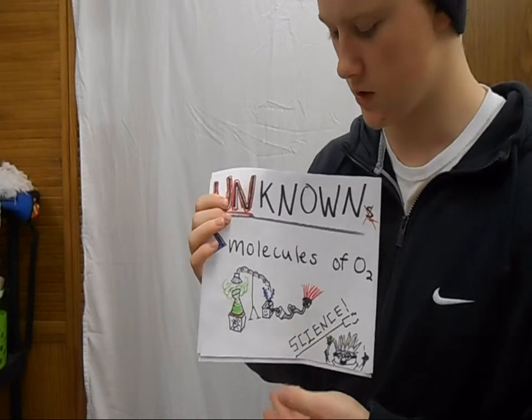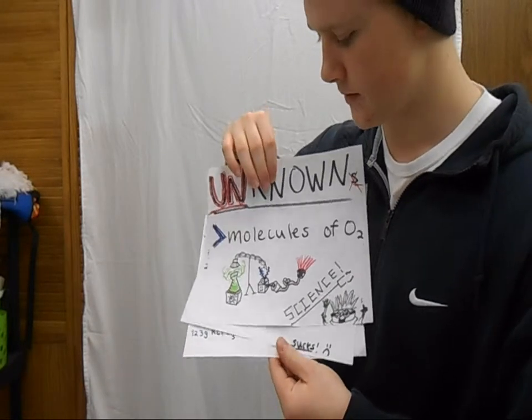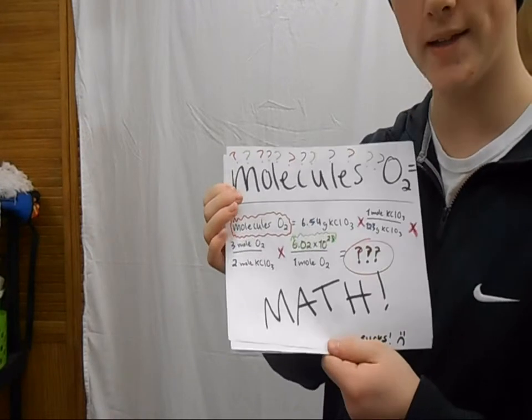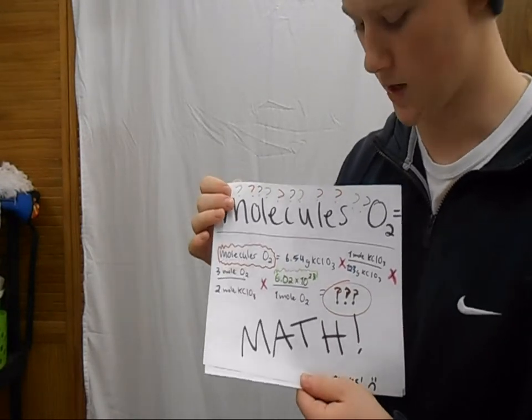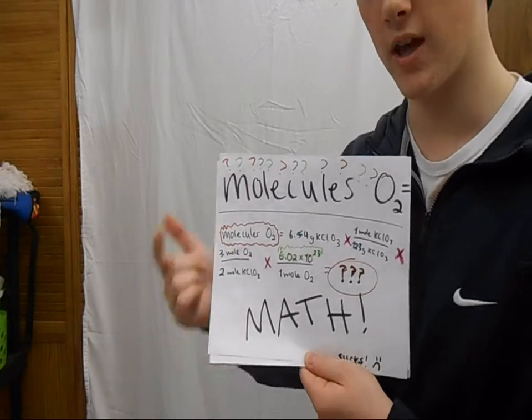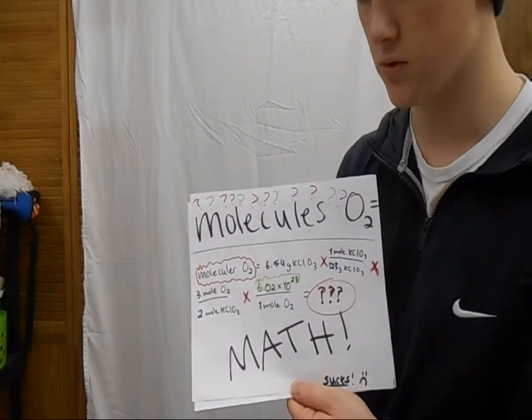To do this, we are going to use science. Now yes, science includes math. So, you might be asking, what is all this mumbo jumbo? Well, I will further explain it. But basically, all this math includes our converting factors and our mole ratios to determine how many molecules of O2 we have.